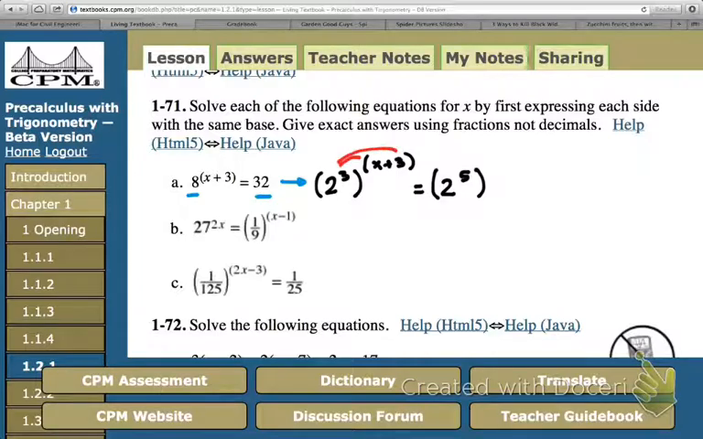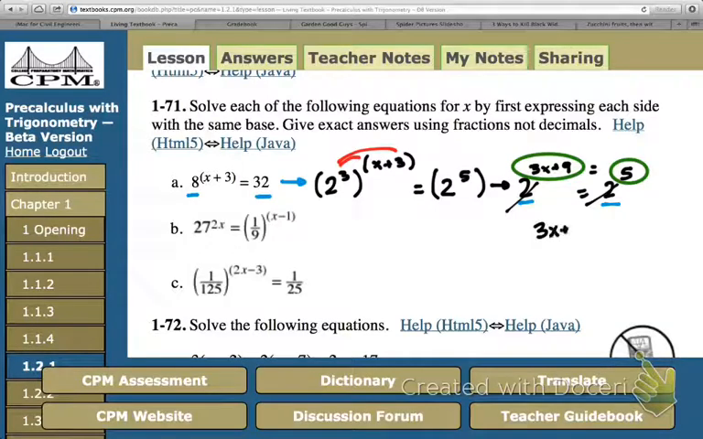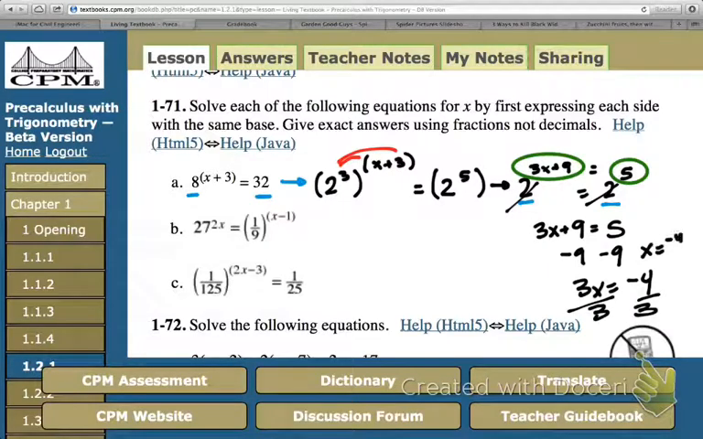Now, we'll see why we do this in a sec. We're going to go ahead and distribute this following the rules of exponents. We will get 2 to the 3x plus 9 is equal to 2 to the 5th. Now, if we have the same base, that means whatever's up top, if this is equal to this, the whole thing will be true. So we can think of the bases dropping out, and then we have 3x plus 9 equals 5, and now it's just algebra. Subtract 9 from each side. 3x equals -4, divide by 3, divide by 3. X is equal to -4 over 3. There's our answer for A.